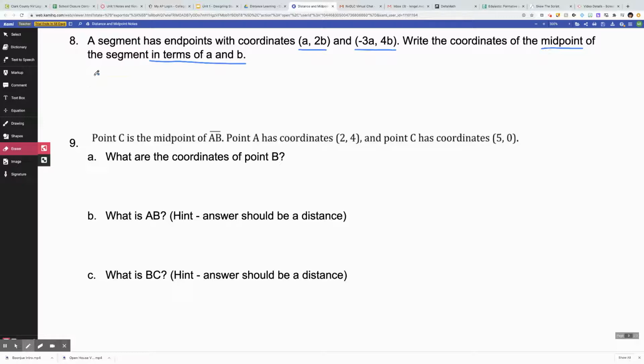All right, so we're going to have to combine some like terms here and use our knowledge of algebra to help us out on this one. Okay, so I'm going to call this one point number 1 and this one point number 2.